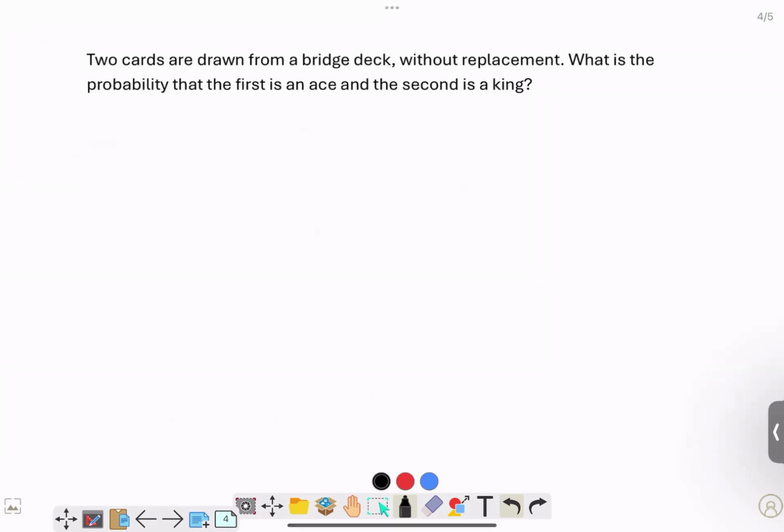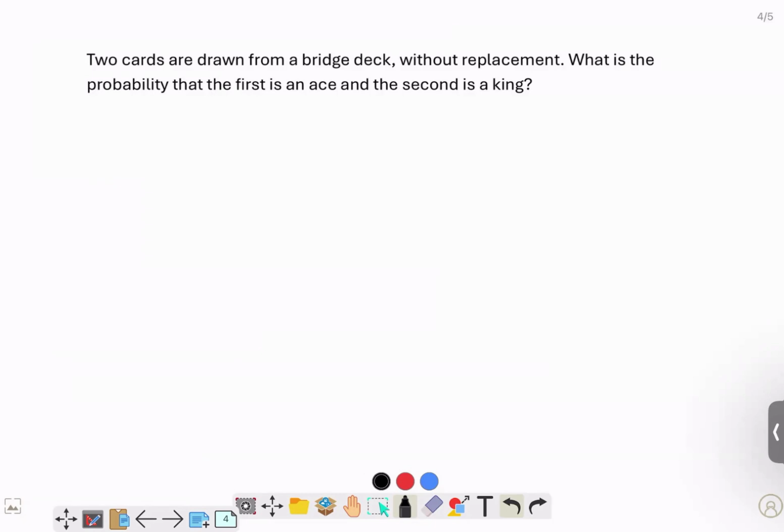In the second example, 2 cards are drawn from a bridge deck without replacement. So we're taking the cards out, we are not putting them back. What is the probability that the first card is an ace and the second card is a king? So here we're looking for the probability that two things are happening at the same time. So this is going to be a situation where we have to use our multiplication rule. So we want the probability that we choose an ace, and then we're going to multiply it by the probability that we choose a king, given that we have already chosen an ace.